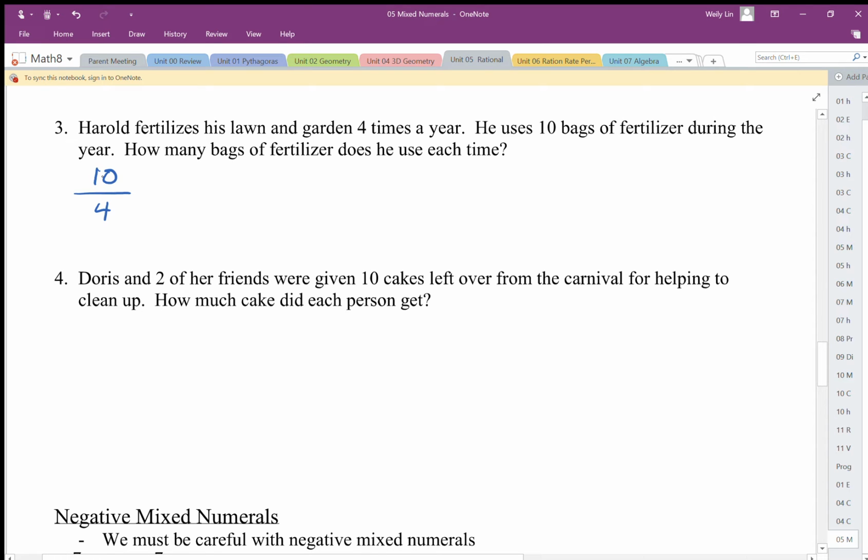Well, he uses 10/4, but we can simplify that first of all, and then we can convert it into an improper fraction. So we're going to simplify that to 5 over 2. So we're going to divide by 2, and then converting this to a mixed number, we know that 2 goes into 5 2 times with 1 left over. So we have 2 plus the extra 1/2 left over, or 2.5 bags of fertilizer each time.